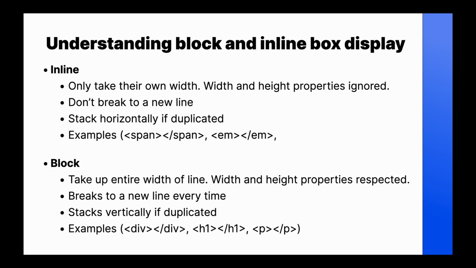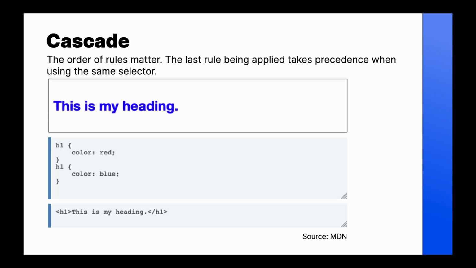A block element is going to take up the entire width of the line, so it'll span the whole width of your browser. Its width and height properties are respected. It breaks to a new line every time it's used, and then it stacks vertically if duplicated. So examples there include div, h1, p, and there's plenty of each of these as you begin to explore building websites more.